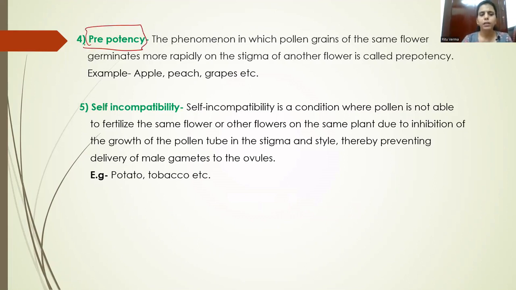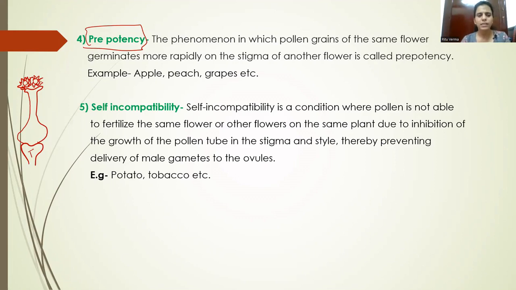The meaning of this term prepotency is, for example, this is the thalamus. On the top of this thalamus, you have the stigma, style, and ovary. So the meaning of the term prepotency is you have two pollen grains, for example. One pollen grain is from the same flower, and one pollen grain is from any other flower of the same species.